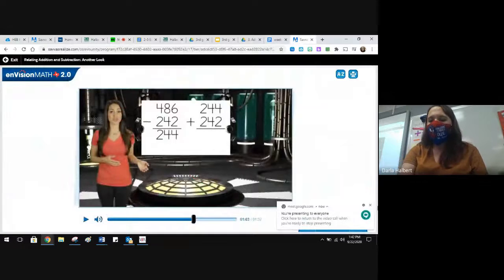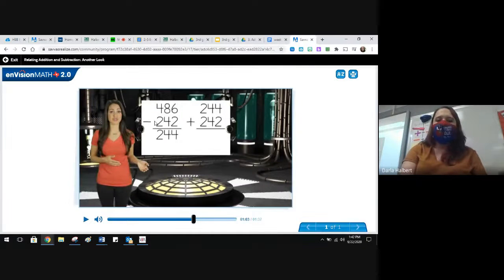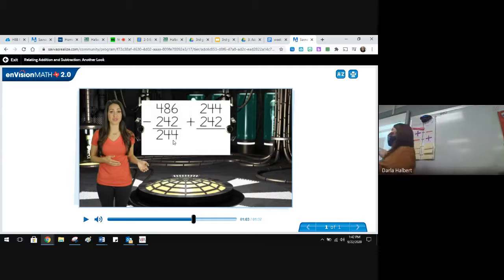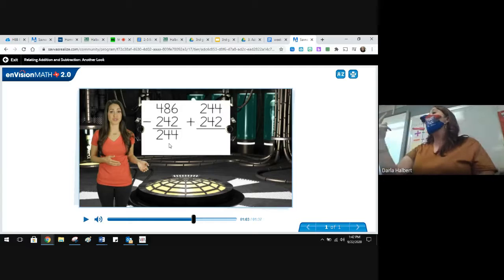Okay, so we have 486 minus 242, okay? And the answer they got was 244. When I say inverse operation, I want you to say, read it backwards. Ready? Inverse operation? Okay, what I mean by that is you're going to start at the bottom. Look, pay attention. Start at the bottom. 244, then use the opposite of subtraction, which is addition. 244 plus 242 should equal 486.